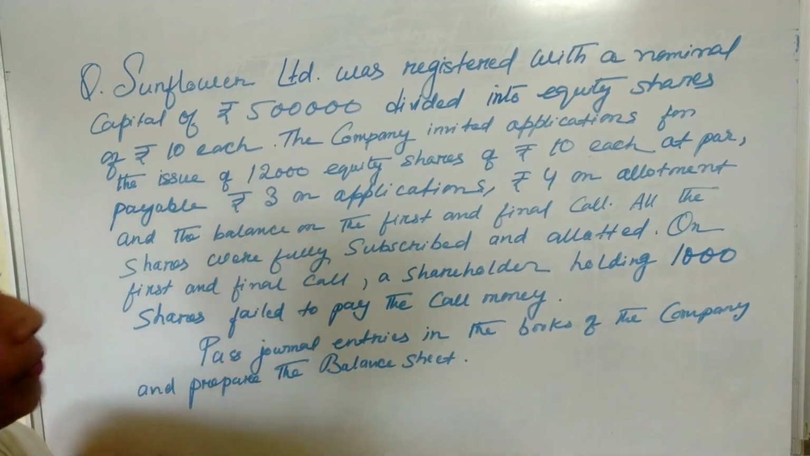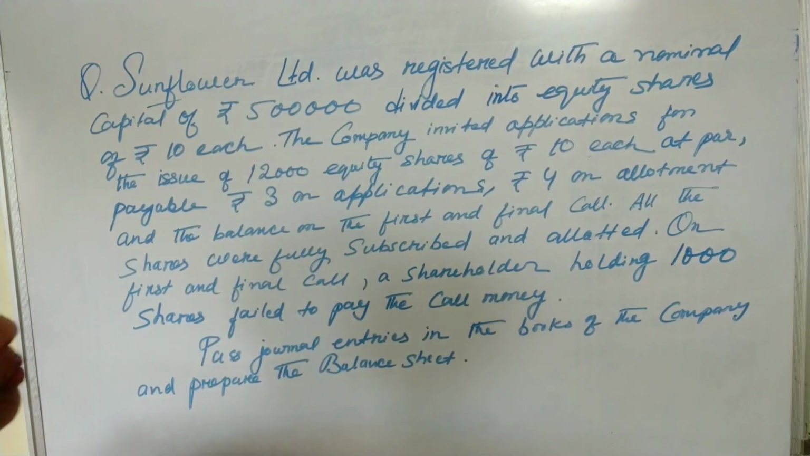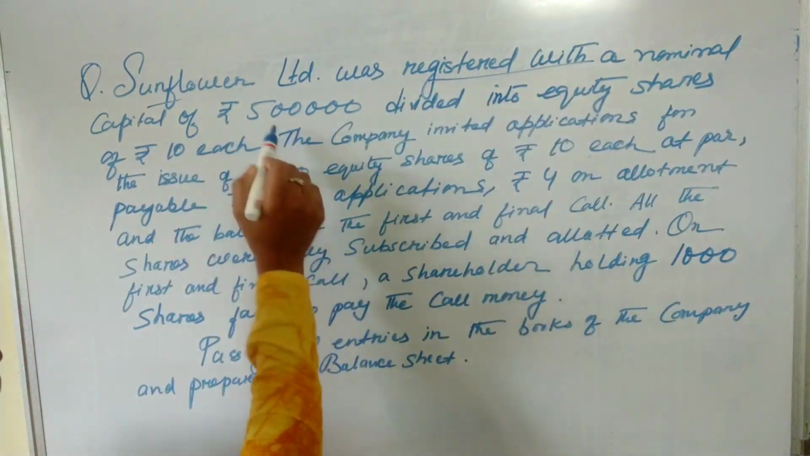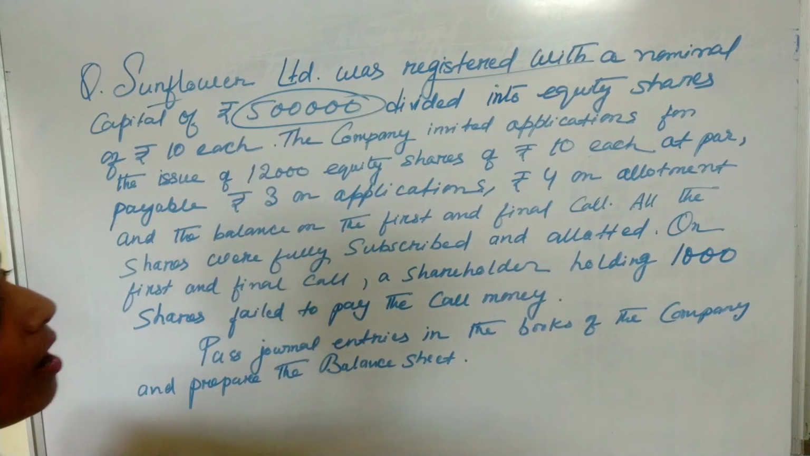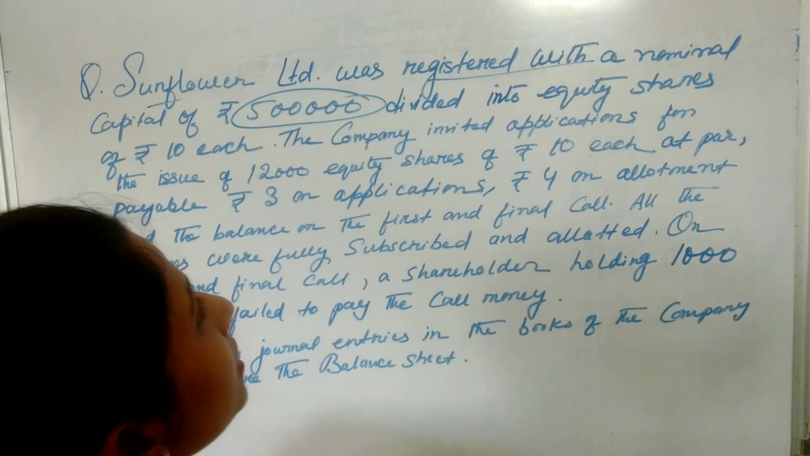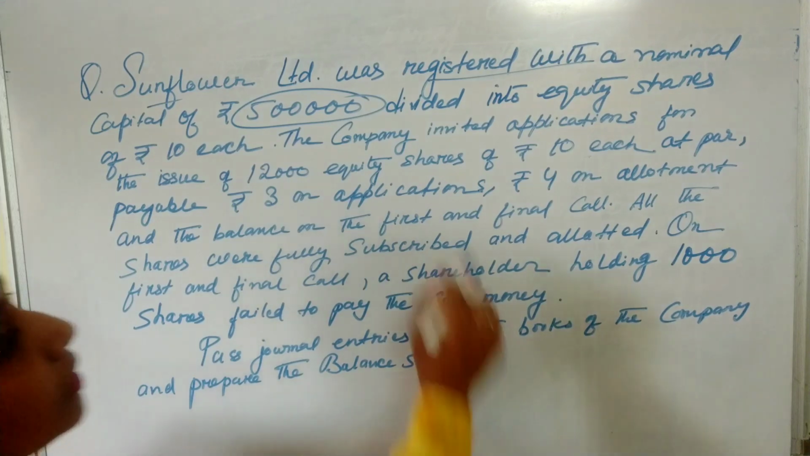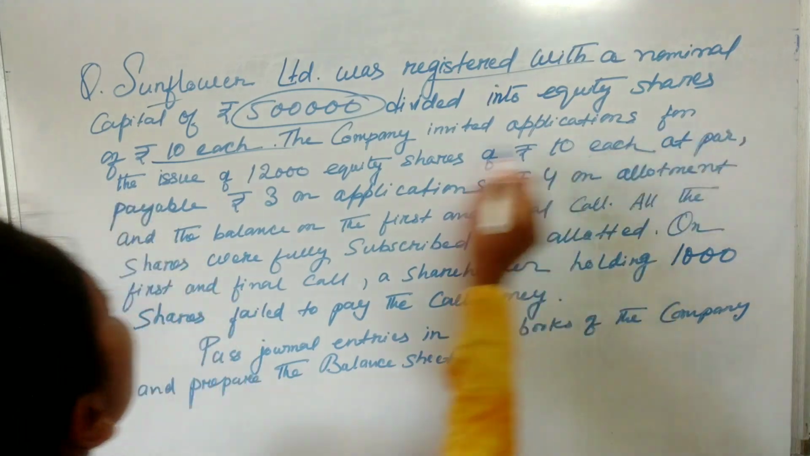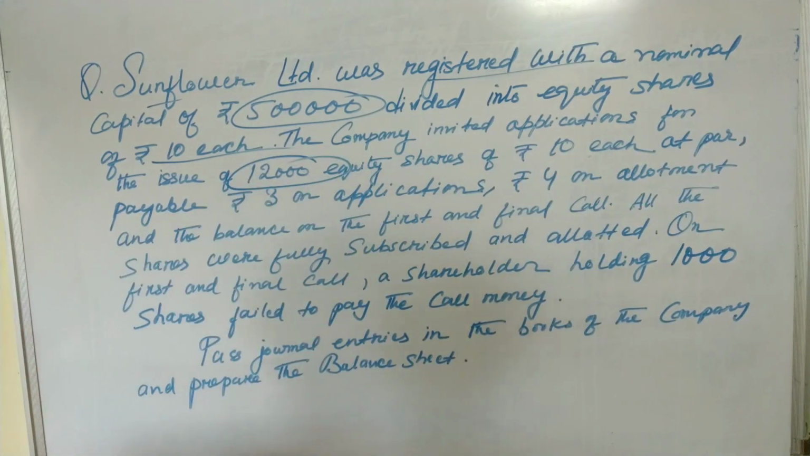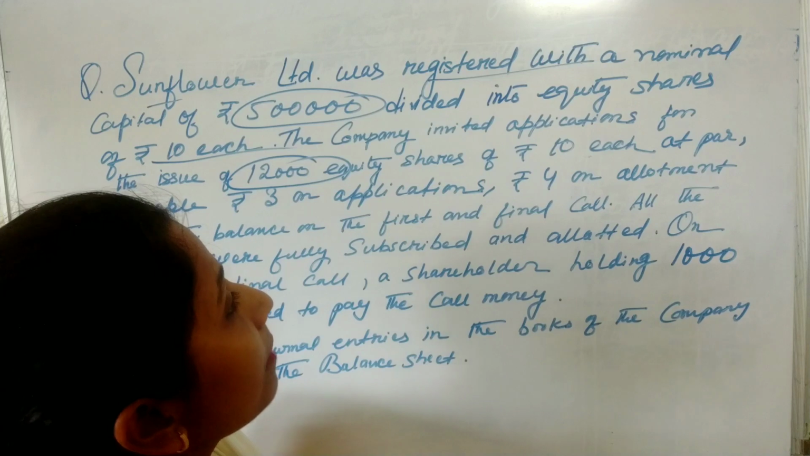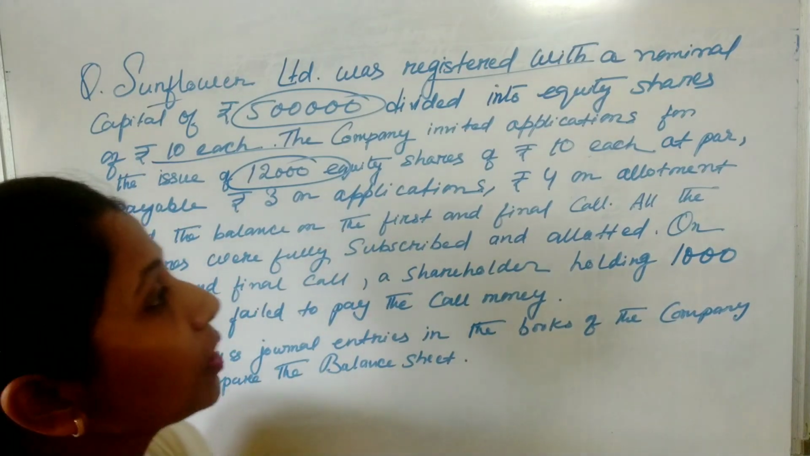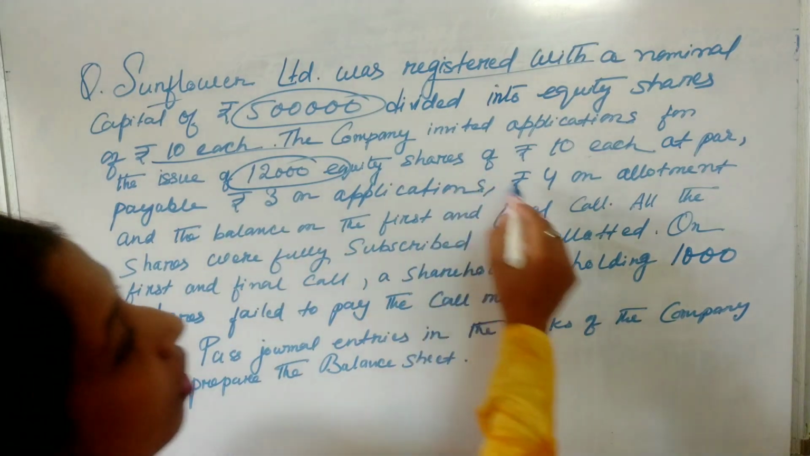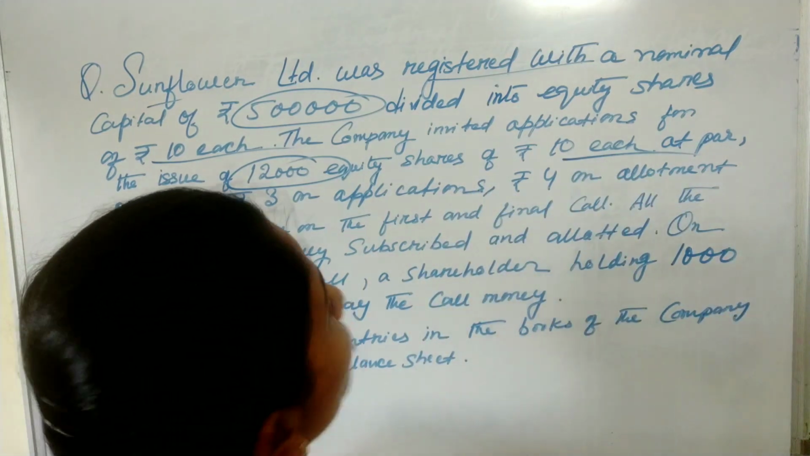Now let's understand the question. Sunflower Limited is the name of our company, registered with a nominal capital of rupees 5 lakh. This is the registered capital, or you can say the nominal capital or the authorized capital, 5 lakhs divided into equity shares of rupees 10 each. The company has invited applications for the issue of 12,000 equity shares of rupees 10 each at par. Shares are issued at par.